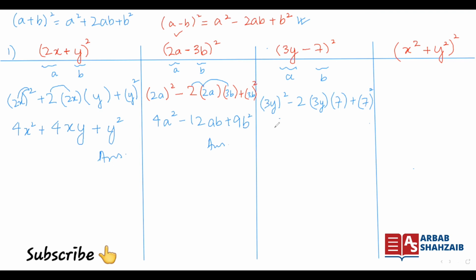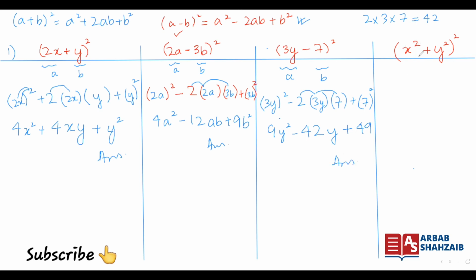So 3 square is 9, and y square minus 2 times 3 is 6, and then 6 times 7 is 42. Like 2 times 3 and 3 times 7. 6, 7, 42. And y, 42y plus 49. So again, this is the answer.